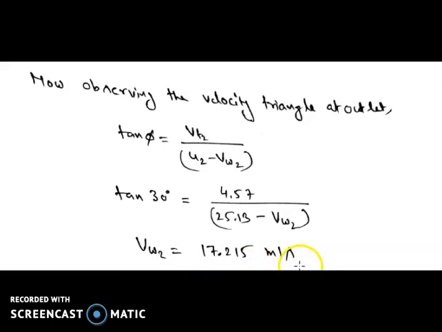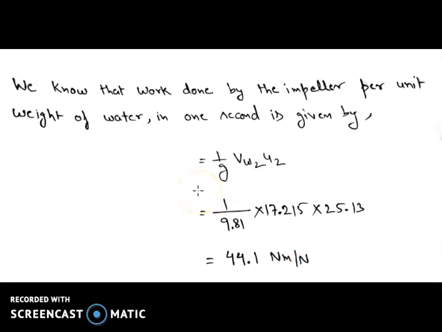We know that the work done by the impeller per unit weight of the water in 1 second is given by 1 by g Vw2 into U2. We have already calculated the value of Vw2 as 17.215 meter per second and the value of U2 as 25.13 meter per second. So the work done by the impeller per unit weight of the water in 1 second is given by 1 by 9.81 multiplied by 17.215 multiplied by 25.13, which is equal to 44.1 Newton meter per Newton.